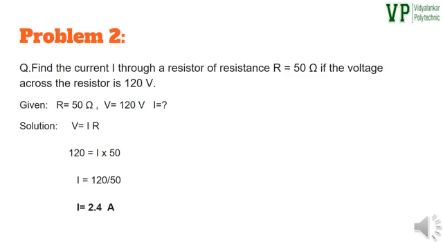Problem number 2. Find the current I through a resistor of resistance R = 50 ohm if the voltage across the resistor is 120 volt. Here the value of R is 50 ohm and the value of V is 120 volt. We want to find the value of I. So by using Ohm's law or the Ohm's law triangle, I = V/R or V = IR, we can substitute the values of R and V to get I = 2.4 ampere.